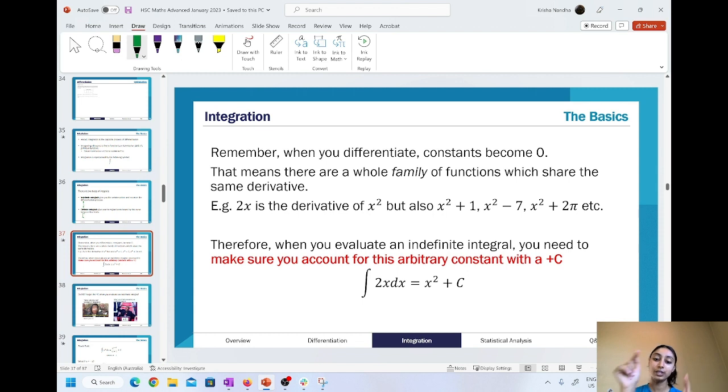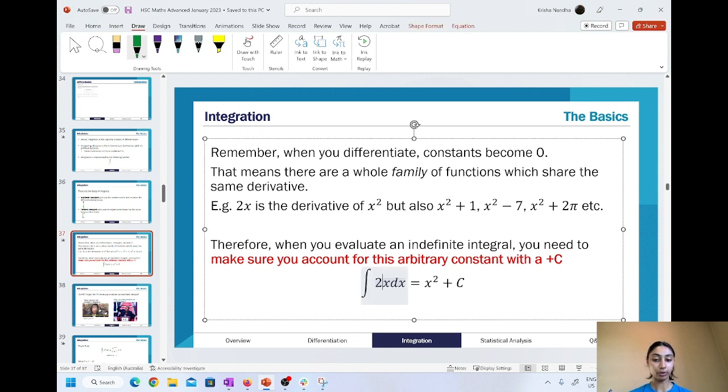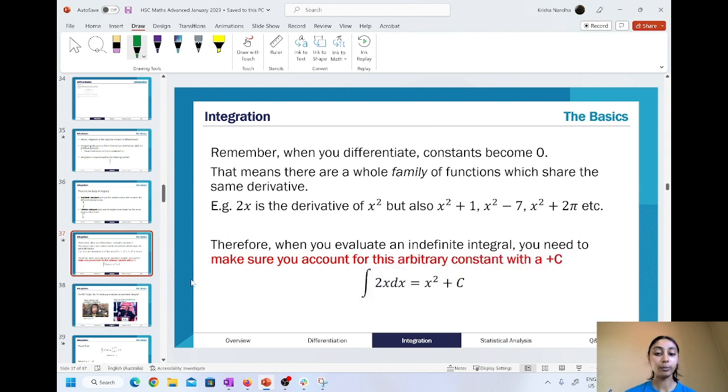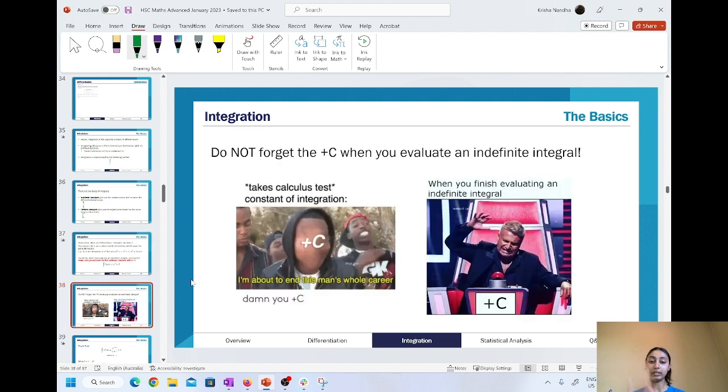Okay? So when we integrate something, let's say 2x, I'll go through how to integrate in a sec, but it'll become x squared, and then we throw on a plus C. Okay? Every single time you need to add a plus C. It's one of the biggest mistakes, even more common than forgetting the quotient, chain and product rule together. Forgetting the plus C means an instant loss of marks, and it's really annoying.